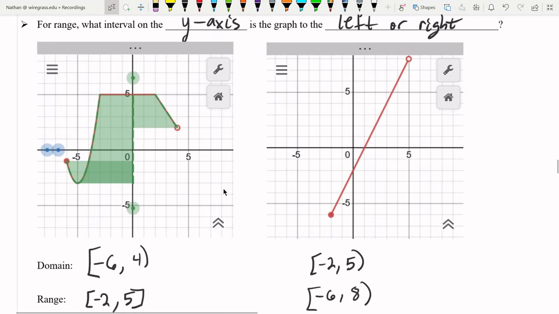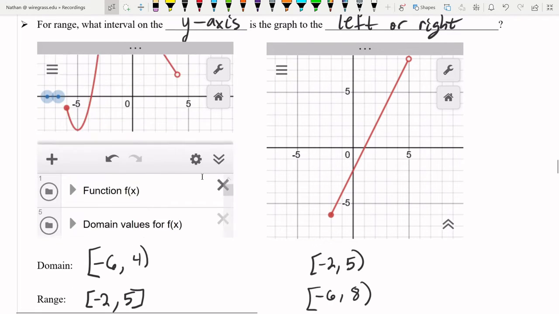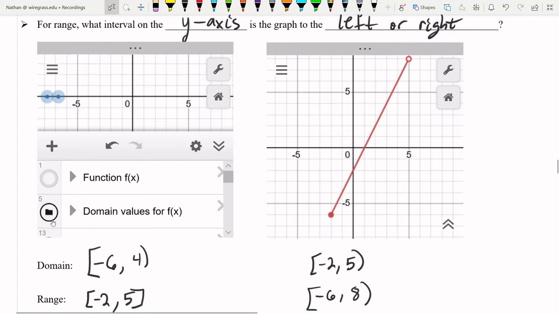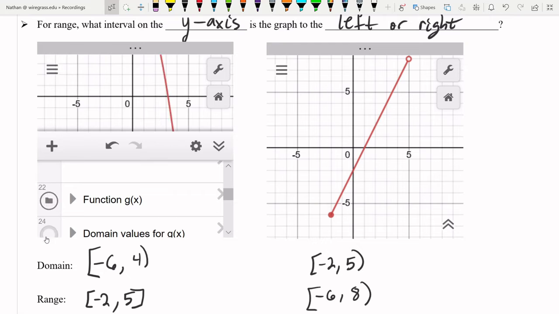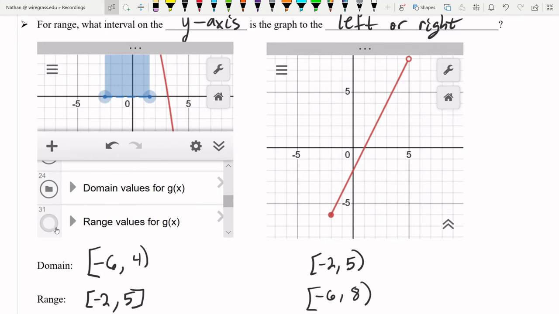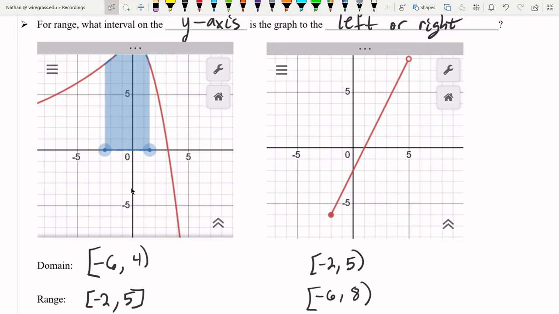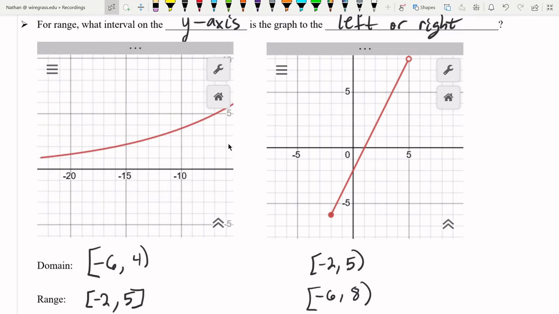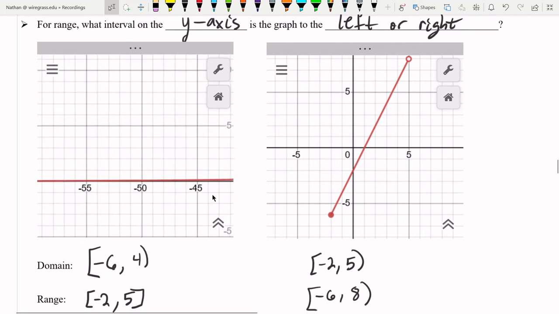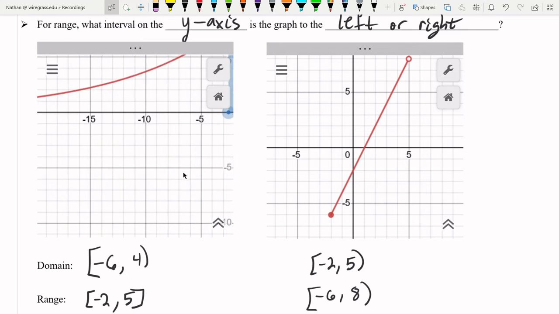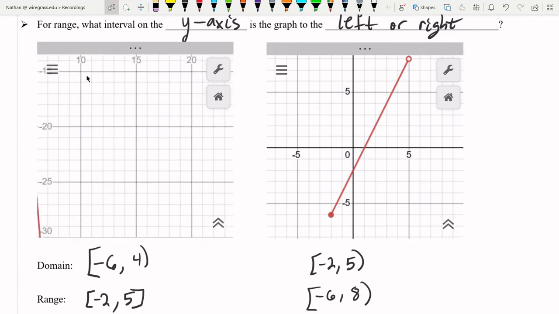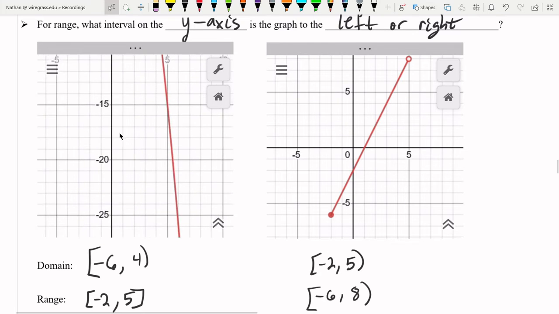Now, real quick, I just want to show you a different style of graph using this thing here. I'm going to turn off these and show you an infinite one. So this graph continues indefinitely to the left, and it continues to the right like this. It just keeps going downwards.